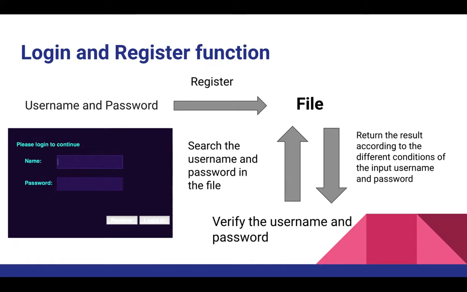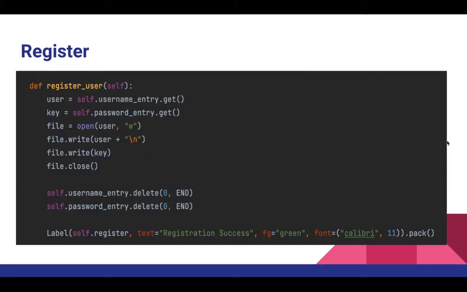So we first input the username and password in the register page, and it will write the username and password into the file. And then when we log in, we need to verify the username and password that the user inputted. We will first search the username and password in the file, and then our program will return the result according to the different conditions of the input username and password.